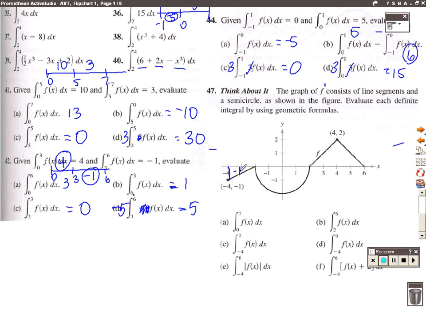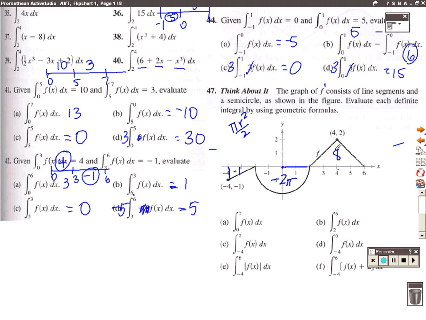The next region is a semicircle. Notice that the radius of the semicircle is 2, so we're going to do pi r squared over 2. We said the radius is 2. 2 squared is 4. 4 divided by 2 is 2, so this region is negative 2 pi. And finally, we have another triangle, and the base is 1, 2, 3, 4 by 2. 4 times 2 is 16. Half of 16 is 8, so that's a positive 8.